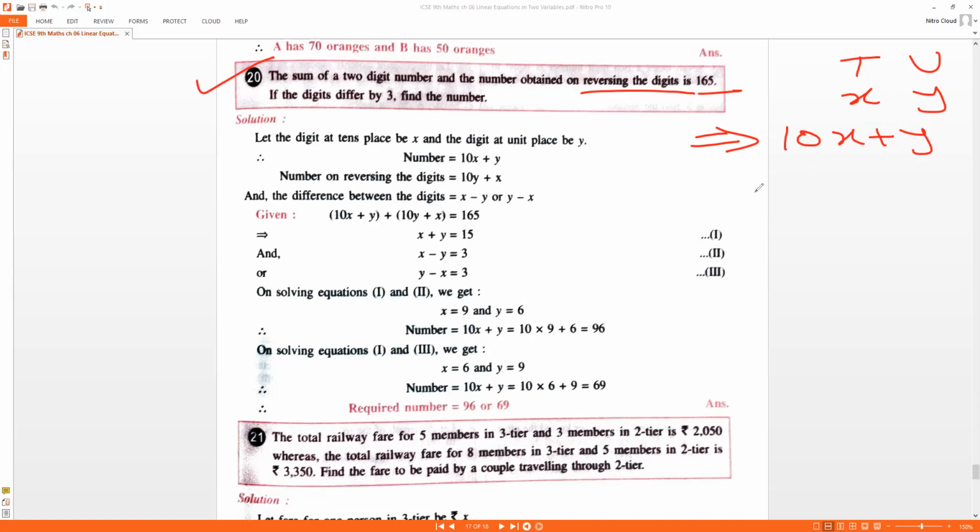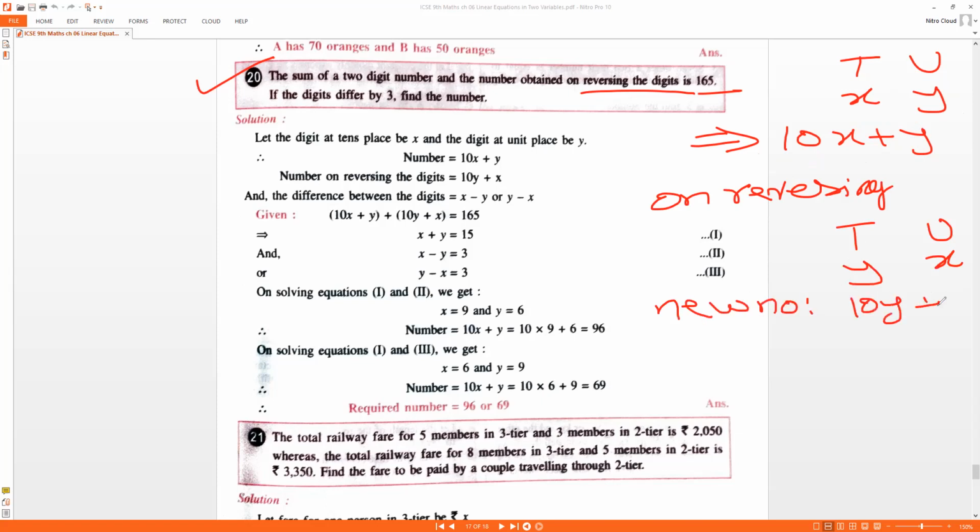Okay. On reversing, what happens? x will go to the units place, y will come to the tens place. So what will be the new number? The new number will be 10y plus x. Do you understand? So what is the condition? The sum of the two-digit number and the number obtained on reversing. So the sum of this plus this is 165.